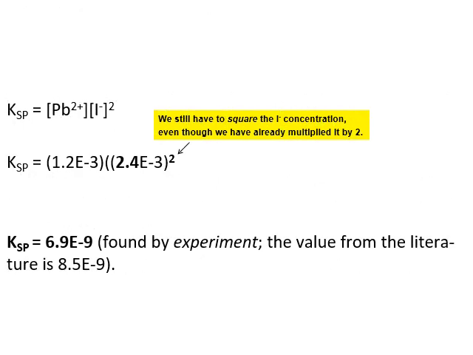But then notice here at the top, we still have to square the concentration, even though we've already multiplied it by 2. So it went from 1.2 to 2.4. We still have to square it because, again, the squaring comes from the equilibrium expression. So at the bottom, if we multiply 1.2 times 10 to the minus third times 2.4 times 10 to the minus third squared, we get our answer, which is the K value.